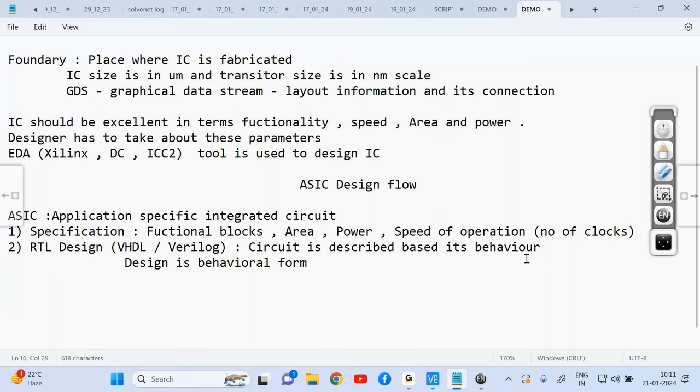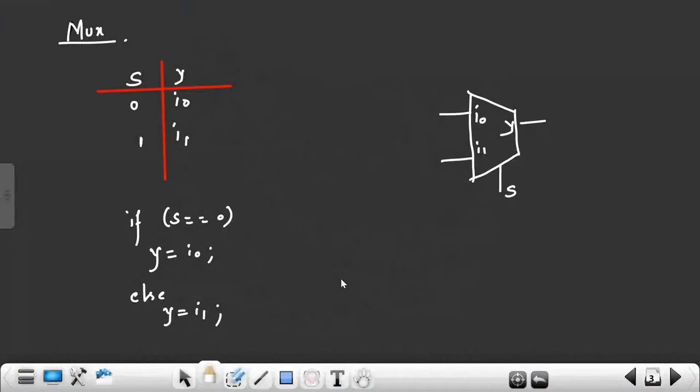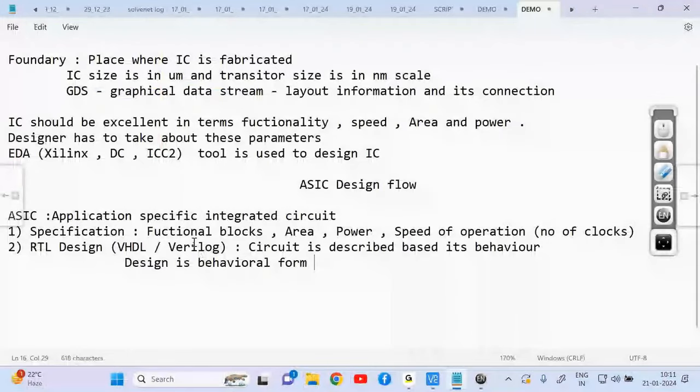Behavioral means what? Behavioral means in the RTL coding you will be having if statements, case statements, always block. So all these things will be there in your RTL. Whether this behavioral coding your foundry can understand? No, your foundry can't understand. Please tell me whether you have any doubts. If you have doubts, please unmute, or else please mute it.